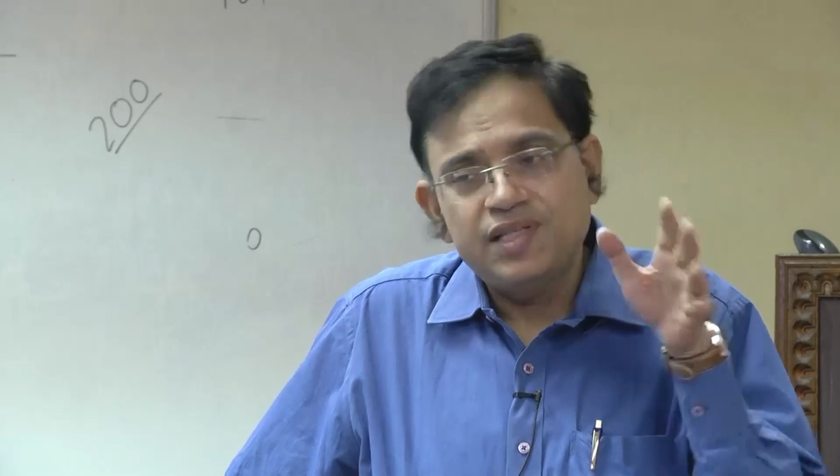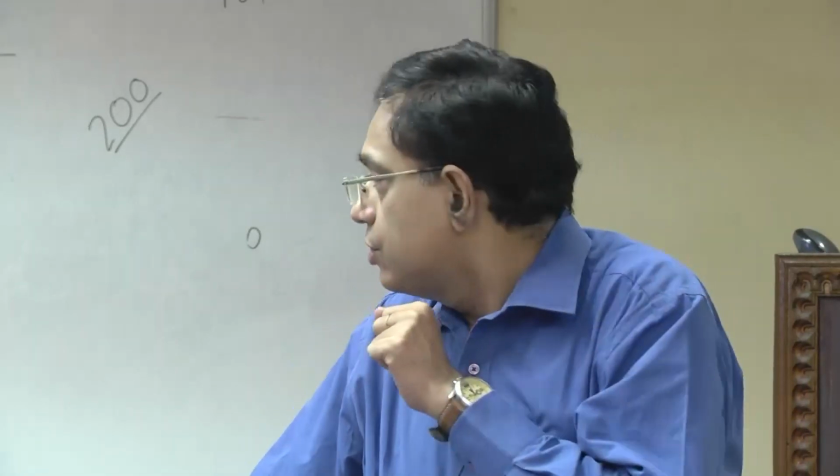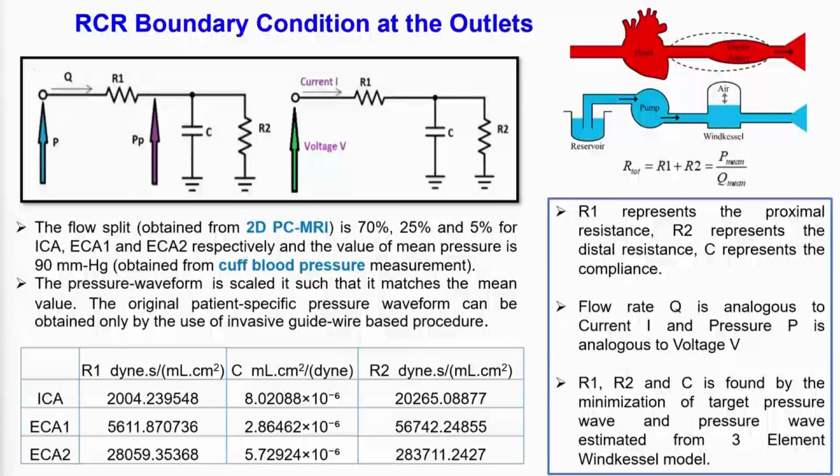So, you have a pressure wave which is physically there for that person, and physically in a sense the invasive procedure is exact, and by measuring the cuff blood pressure and then approximating it by the physiological function, that is also physical, and this 3 parameter model will give a pressure which is artificial. So, if you minimize the difference between these two, then whatever parameters R1, R2 and C you get are like equivalent resistances and capacitance, which will give the same pressure profile.